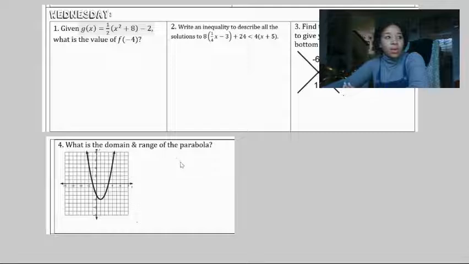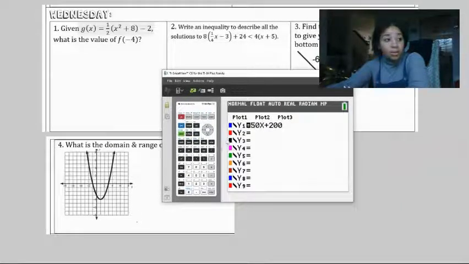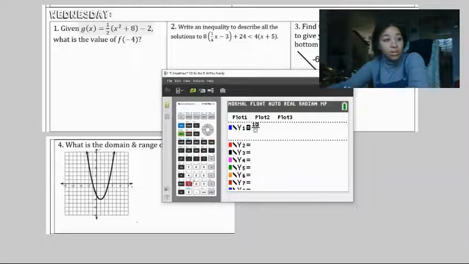So here we go. Given g of x equals one half of x squared plus 8, minus 2, what's the value if x is negative 4? So here, I'm going to grab my calculator. I'm going to press y equals, clear this out, and type this exactly how I see it. I'm going to do alpha x, 1 over 2, parentheses. Then we're going to have x.